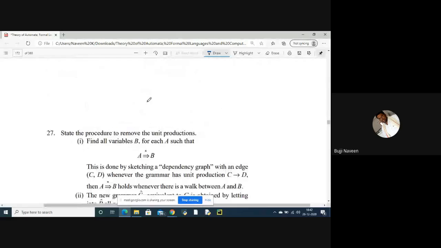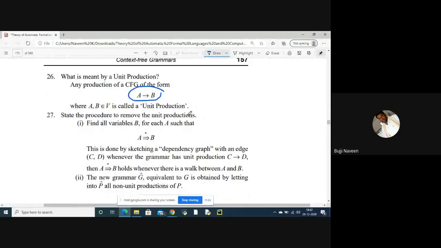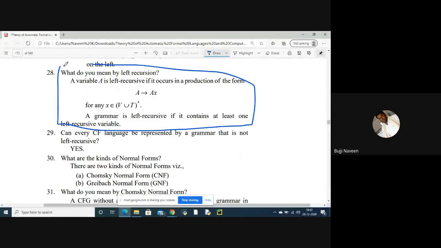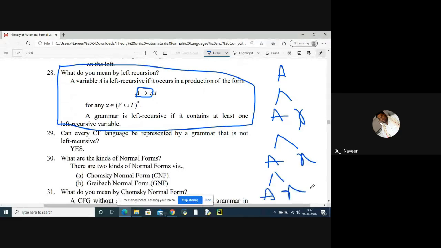We already studied here capital symbol tends to capital symbol, so it is said to be unit production. Left recursion is also one of the important questions. Left recursion is nothing but A tends to AX: before the arrow mark and after the arrow mark, if you contain a common non-terminal symbol, then the production is said to be a left recursive production. Here A tends to AX is a left recursive production because it continuously generates a tree to the left. It is left recursion.